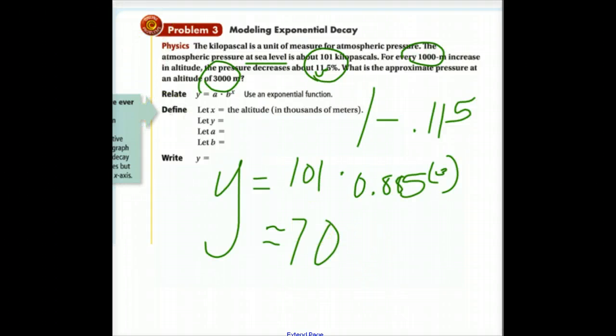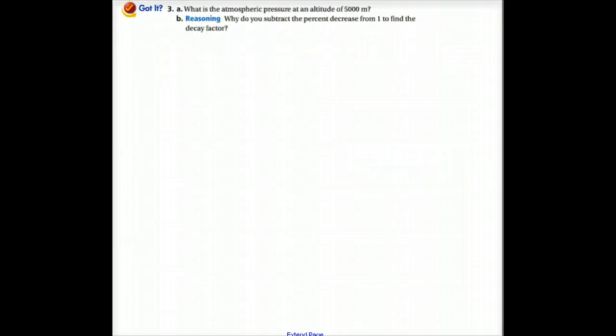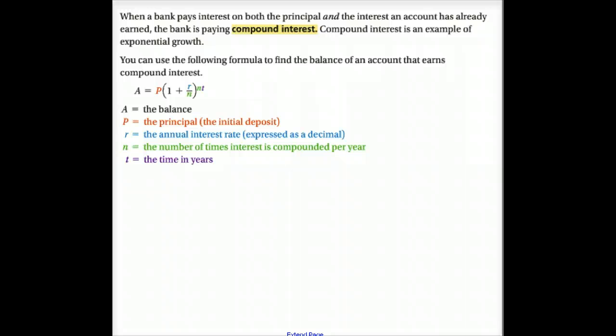All right. The final example isn't decay or growth exponentially, but it's talking about compound interest, which uses a very simple formula as our exponential function. So compound interest, when a bank pays interest on both the principal and the interest an account has already earned, the bank is paying compound interest. Compound interest is an example of exponential growth.